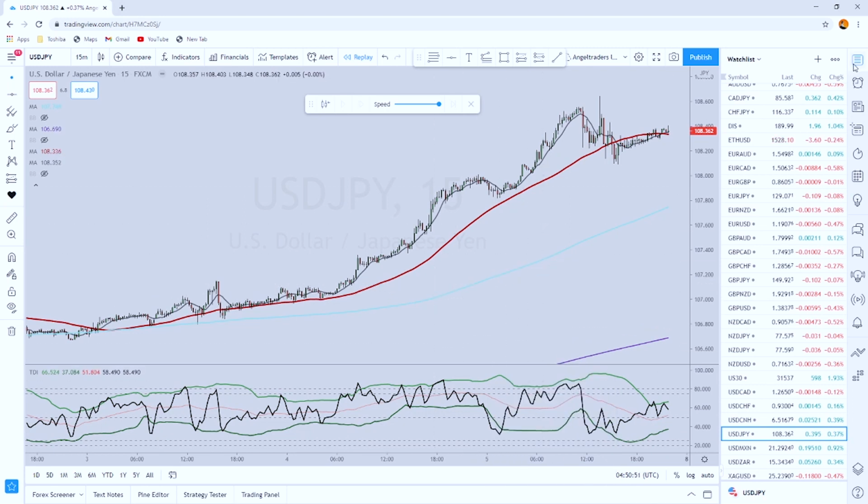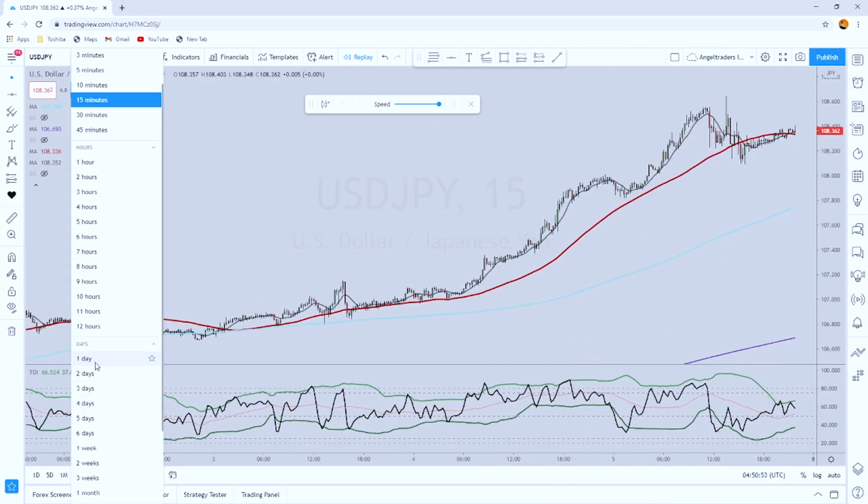So I'm going to go over one more just super quick. We'll go over USD JPY. I'm going to remove all drawings. We'll exit out of this here. We're going to go to the weekly time frame.